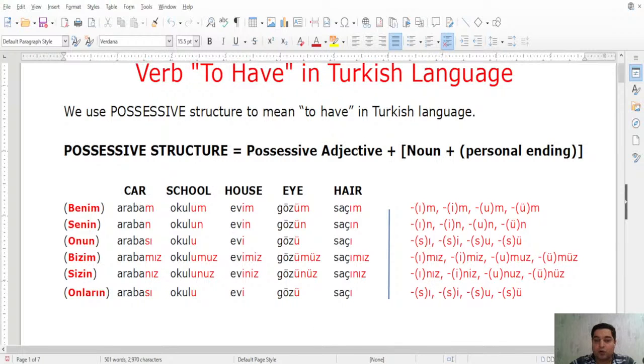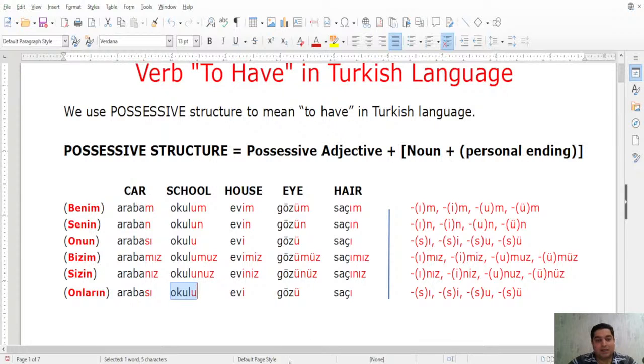And last, for onların, we have what? Arabası, okulu, basically sı, si, su, sü, same with what? With the first, you see here, with the first person singular, it is the same for onun and onların. Alternatively, you can say onların arabaları, but that has a different meaning. Why? Because, for example, you can say onların arabası or arabaları, okay? Or you can say onların okulu or okulları.